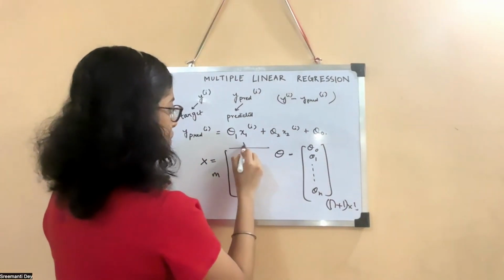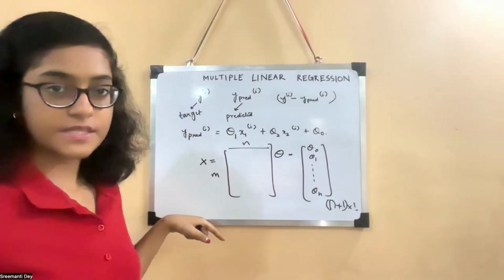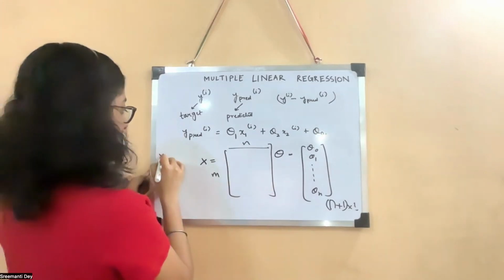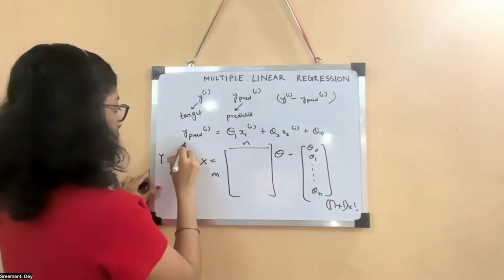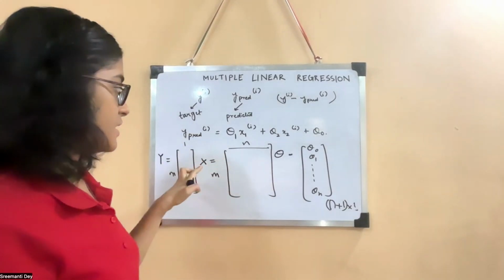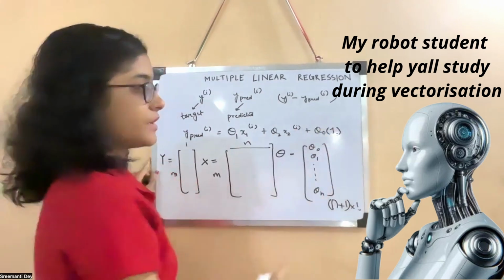I already said m cross n, right? M being the number of data points and n being the number of features. So now our y would be m cross 1. So now if you can see carefully, theta 0 has 1. This is very important. Try to understand this.